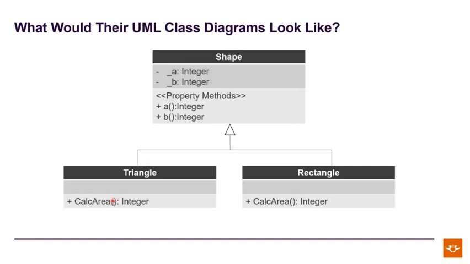How many classes do we have now? 3. We have 3 distinct classes: class shape, class triangle, and class rectangle. So can you only inherit from the base class? Correct in this situation. You can only inherit once. So each class can inherit from one base class.